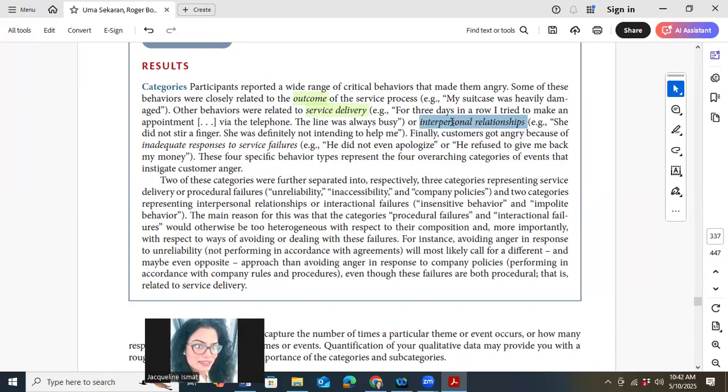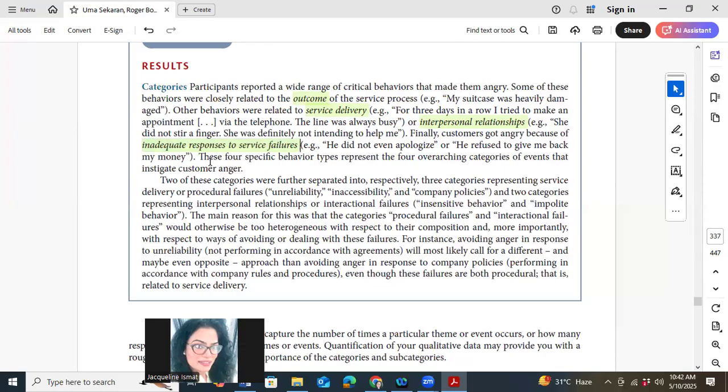फिर अगली कैटेगरी हो सकती है इंटरपर्सनल रिलेशनशिप्स को लेकर, जिसमें फॉर इंस्टेंस she did not stir a finger. She was definitely not intending to help me. Right? Interpersonal relations. Less willingness of somebody to help you. Finally, customers got angry because of inadequate response to service failures. Yeah, this is another category.